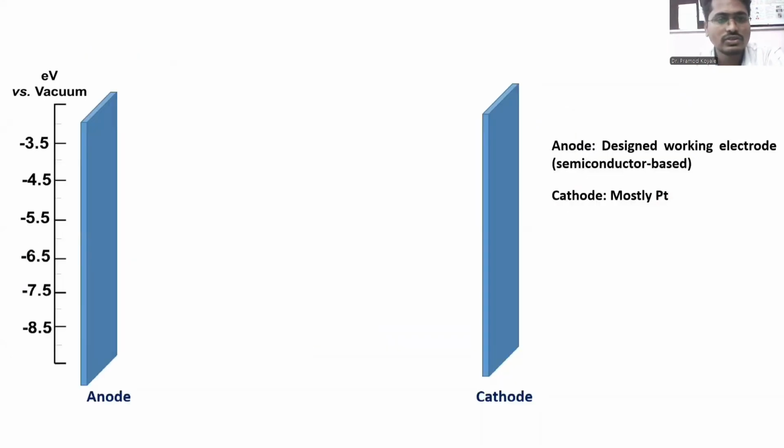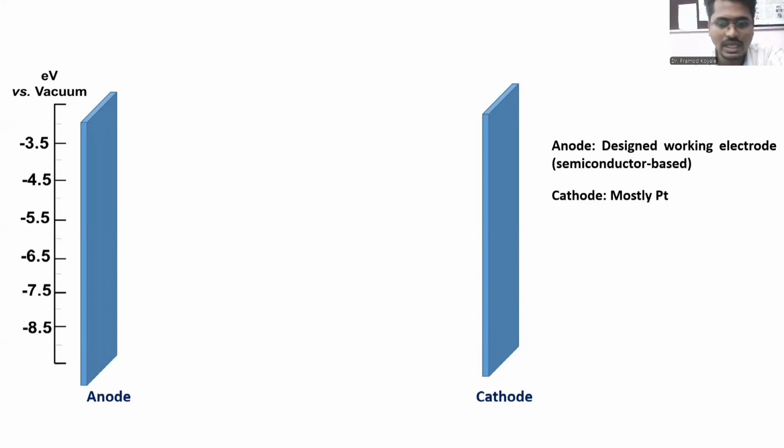Okay. So in concern with the photoelectrochemical water splitting mechanism, the photoelectrochemical setup includes the anode, which is the positive electrode, and the cathode, which is the negative electrode. The anode is nothing but the photoelectrode, which is responsible for absorbing the sunlight. So basically, these are the designed working electrodes, semiconducting based electrodes, while the cathode, in most of the cases, is platinum because it is chemically inert.